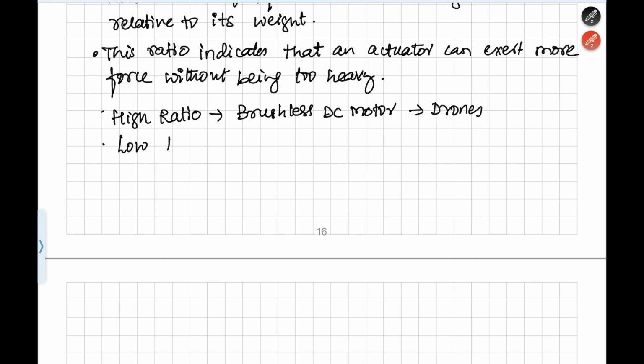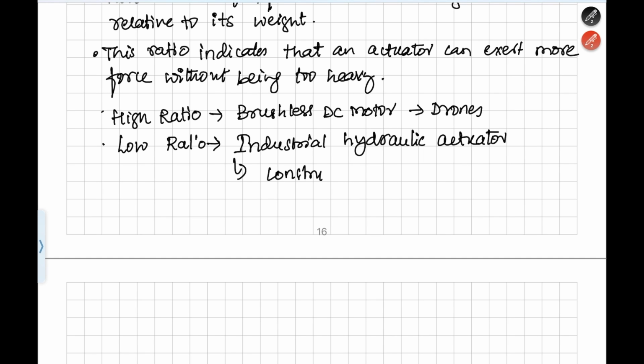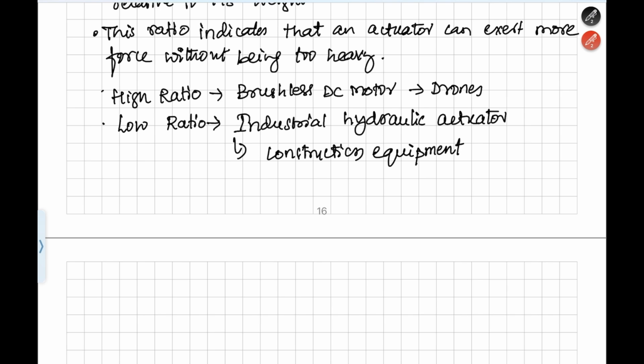Then speaking of low ratio, we can take a heavy duty industrial hydraulic actuator, which is used in construction equipment, for example. Construction equipment can generate a large force, but it is not that efficient. That is, it is not light, right? So this is one example. This is one more example.